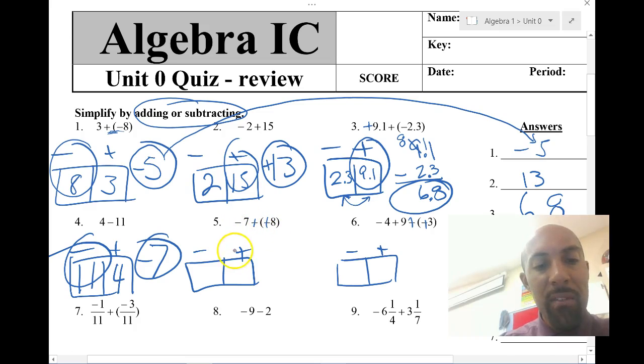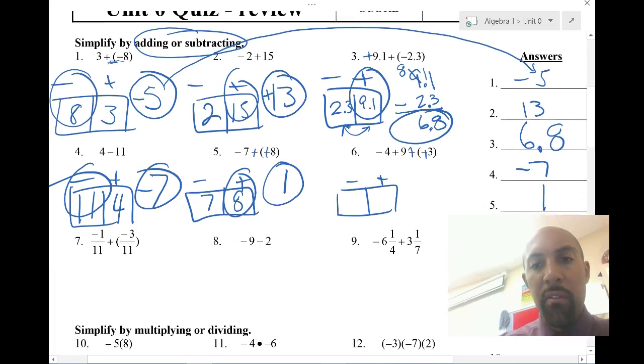Now, negative 7 is negative. 7 is minus. 8 is now plus. Different boxes. 8 minus 7, 1. And 8 is bigger, so we know it's plus. 1 goes over here for number 5.